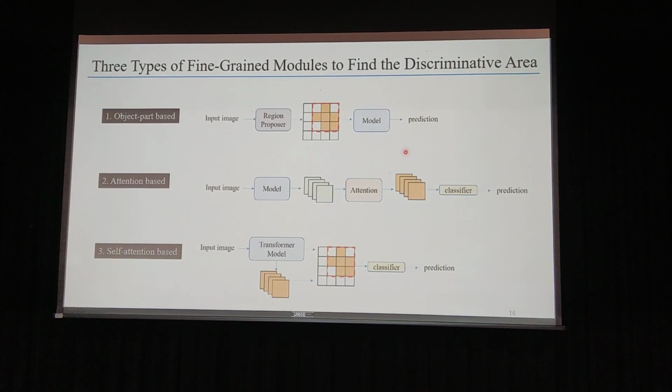How do we implement the fine-grained module? Historically, there have been three main approaches. The first type is object part based. The second is attention based, and the third is self-attention based. As illustrated in the diagram on this page, the first approach uses a region proposer to identify important locations on the feature maps and then recognizes them. The second approach uses an attention mechanism to identify relative positions or to enhance positional features. The third approach uses a self-attention map to get important locations.